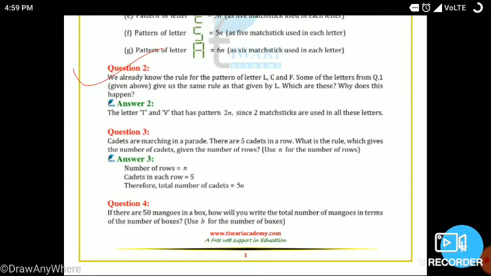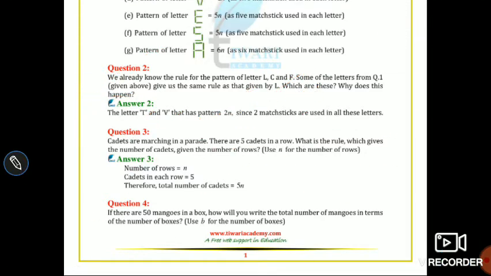We already know the rules for the pattern of letters L, C and F. Some of the letters from question number 1 given above, which we just solved, give us the same rules as given by L. So which are these? Why does this happen? So see, very simple, letters T and V have pattern 2n. In T and in V the total number of matchsticks is 2. Okay, so 2n is its rule. Since 2 matchsticks are used in all these letters, like L, like T and like V.